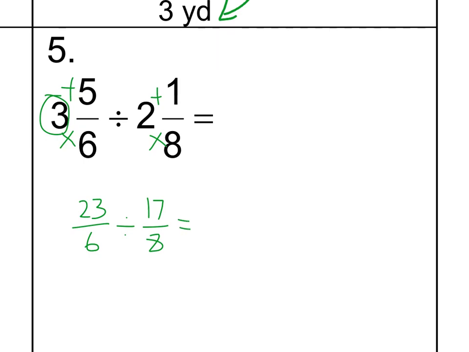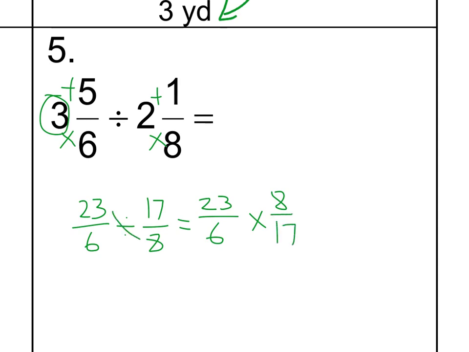Okay, so now I can do two things. I can multiply by the reciprocal, which would be keep, change, flip, or I could make like denominators, and of course the lowest like denominator would be 24. But I'm just going to do keep, change, flip. I'm going to do the multiply by the reciprocal rule. So I'm going to change division and multiplication, and then I'm going to flip 17 eighths to 8 17ths.